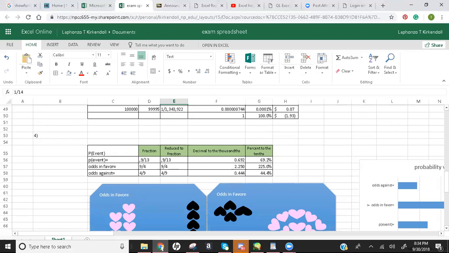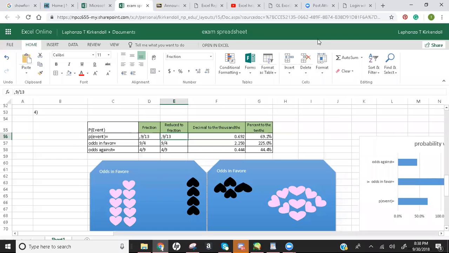So for question number 4, when you were finding the odds against an event with a certain probability, so probability of B equals 9 over 13, you had to display the information. Well, first you have to get the odds.